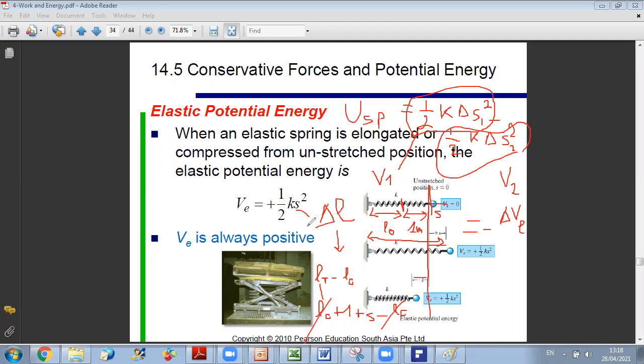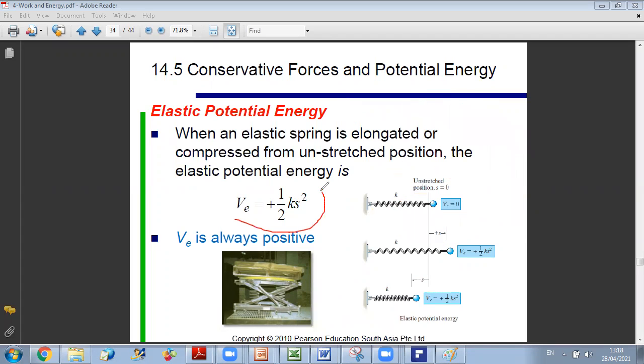So just pay attention, this term is only the stretching or the compression. When the unstretched position is S equal 0, then I can replace delta L just by S. In case it's not, we look at the figure and express delta L as a function of S, which here is for example S plus l. Okay, so this is my potential elastic energy.